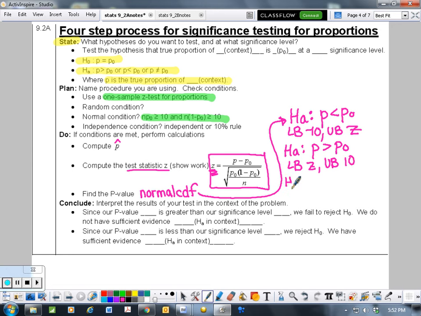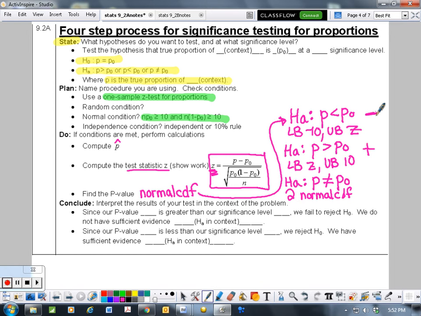Now, if your HA is what we call a two-sided test, you couldn't decide if it was going to be higher or lower, so you just said P is not equal to P0. You're going to do a 2 normal CDF, because you're going to have 2 tails, one on each side, a greater than and a lower than. Then you're going to do one of them, either the less than or the greater than, depending on your Z value. If your Z value is positive, you do the greater than. If your Z value is negative, you do the less than version of that.